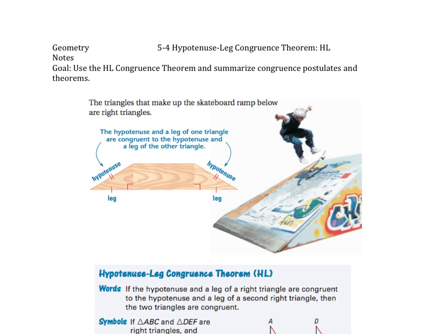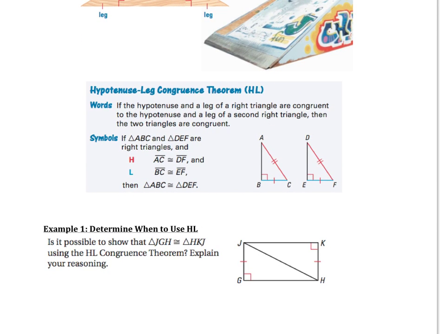5.4 is the hypotenuse-leg congruence theorem, and we're going to summarize all of our congruence postulates and theorems in this section also. A hypotenuse and a leg can only be used in a right triangle. So you specifically have to have a right triangle. It cannot be used in any other triangle. So if you do not have this right angle, you cannot use HL.